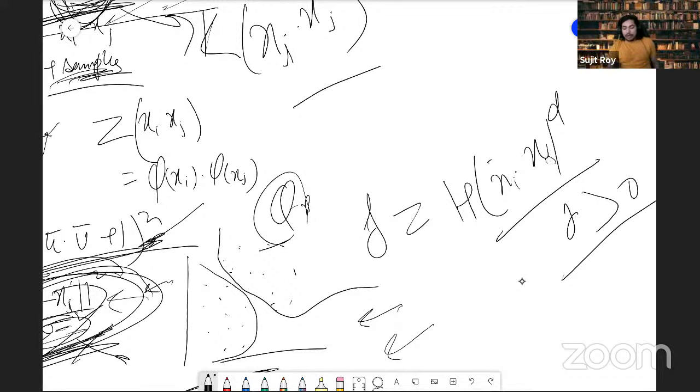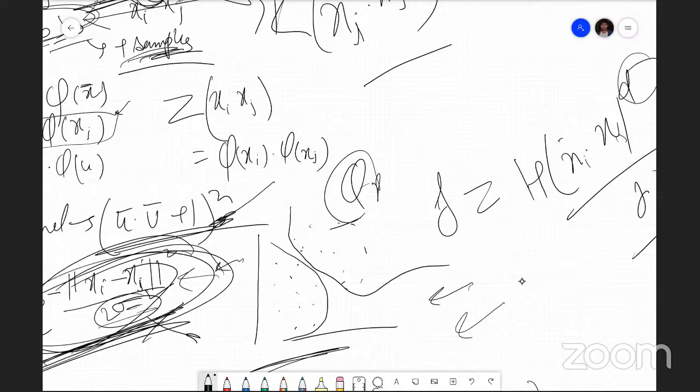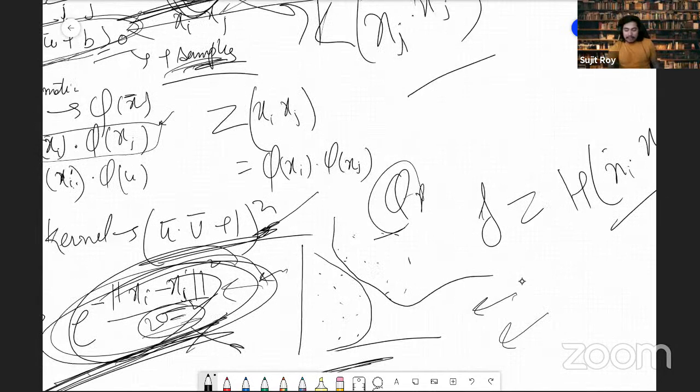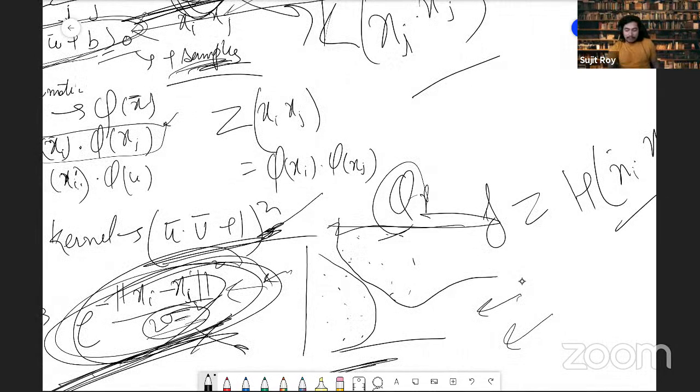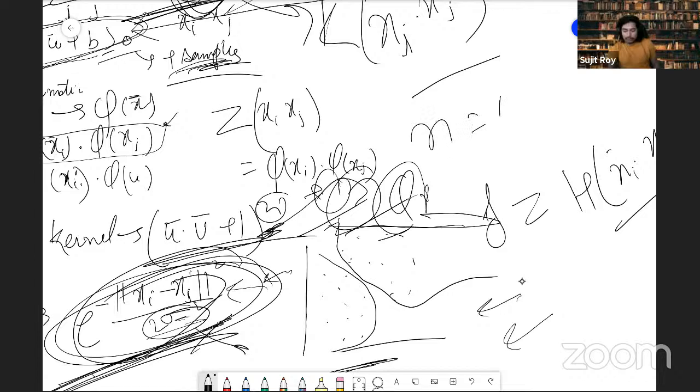The polynomial kernel has the power n. If n is equal to 1, it becomes your linear kernel. If n is greater than 1, then it will be your polynomial kernel, in simpler terms, for a different feature space and other stuff.